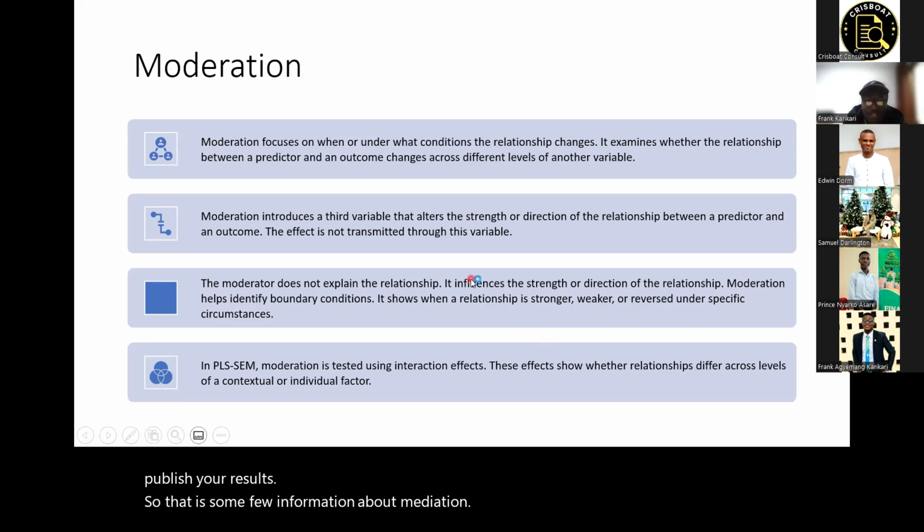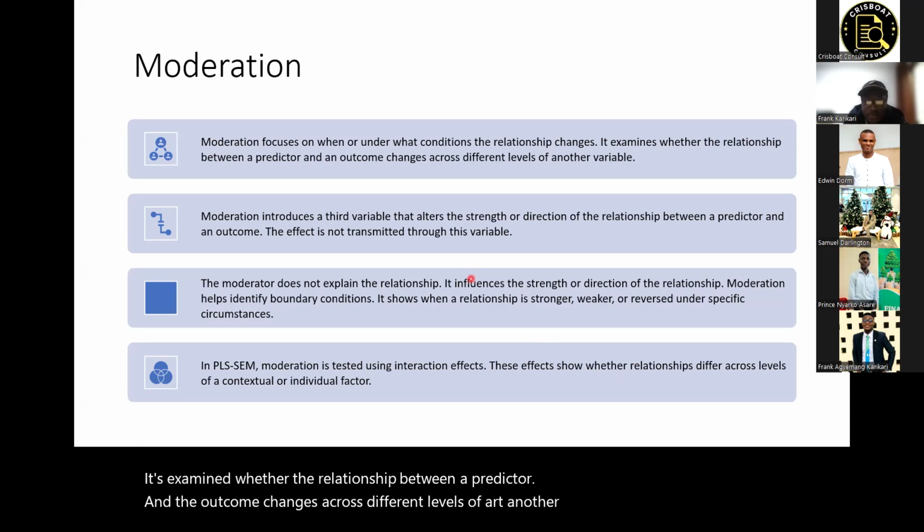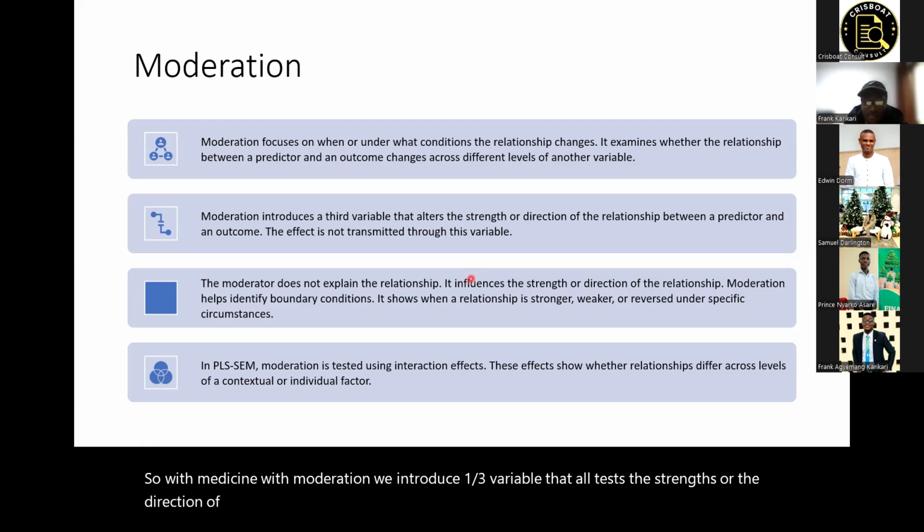Also, we have moderation. Moderation focuses on when or under what circumstance the relationship changes. It examines whether the relationship between a predictor and the outcome changes across different levels of another variable. So with moderation, we introduce a third variable that alters the strength or the direction of the relationship between the predictor and the outcome.